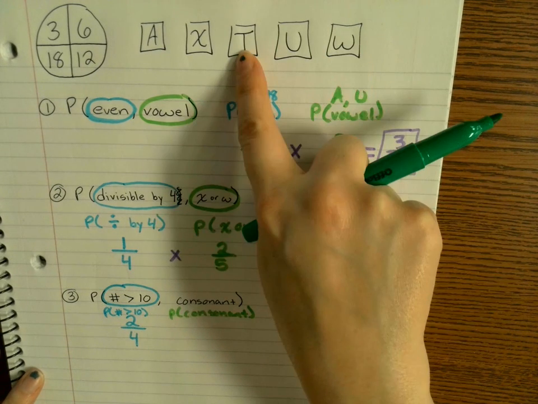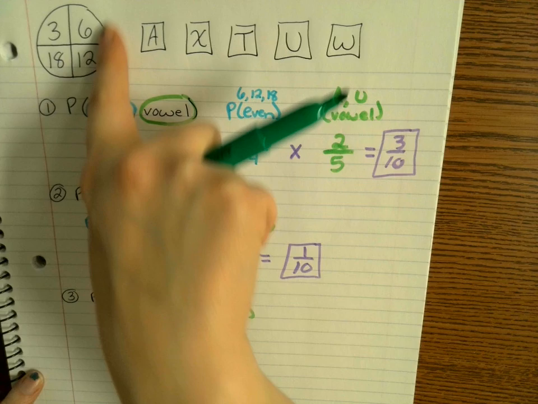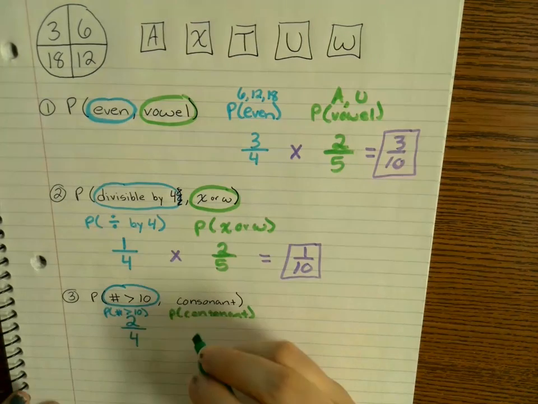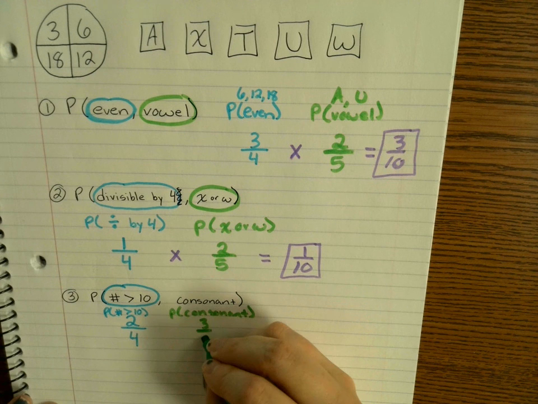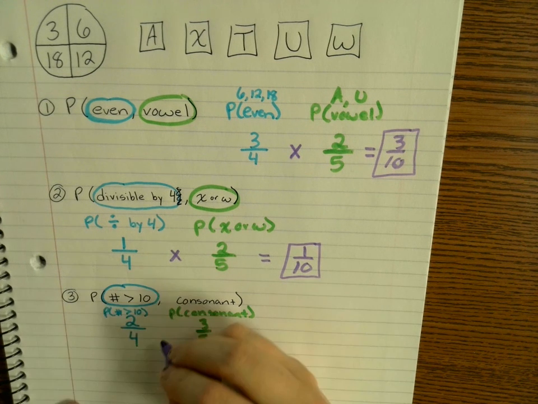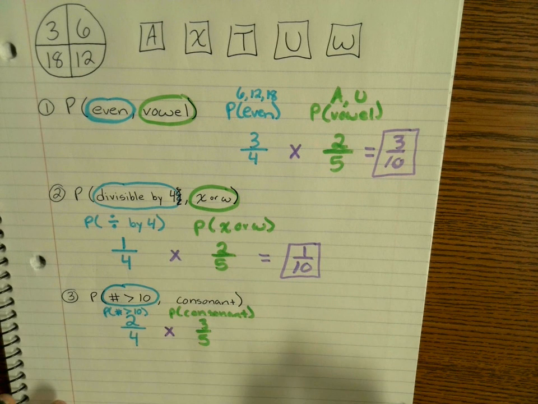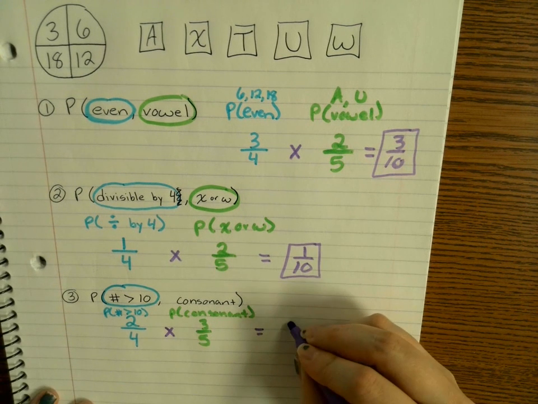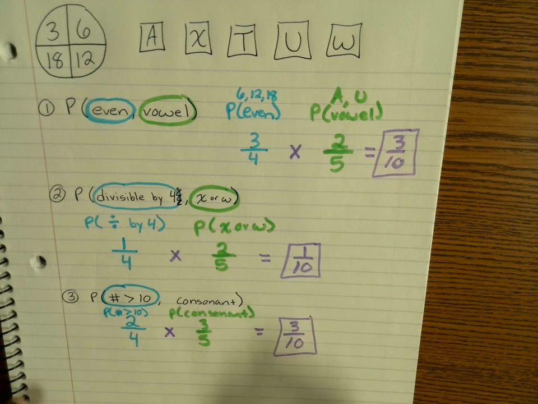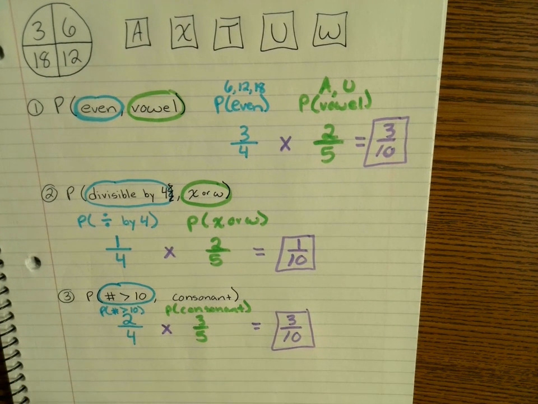X, T, and W. Very good. So that's 3 of them. 1, 2, 3 out of 5. So we have 3 out of 5. So then we just multiply. And when we multiply, we're going to get 3 out of 10. Okay, so when it simplifies, it will become 3 over 10. Okay?